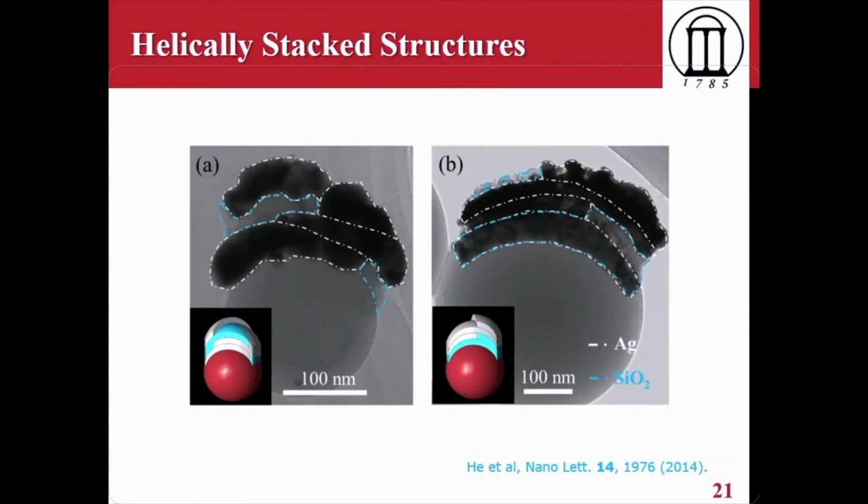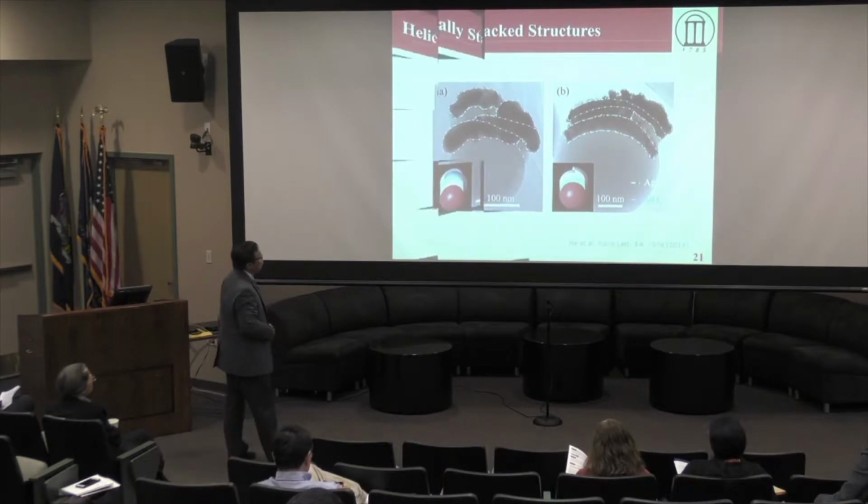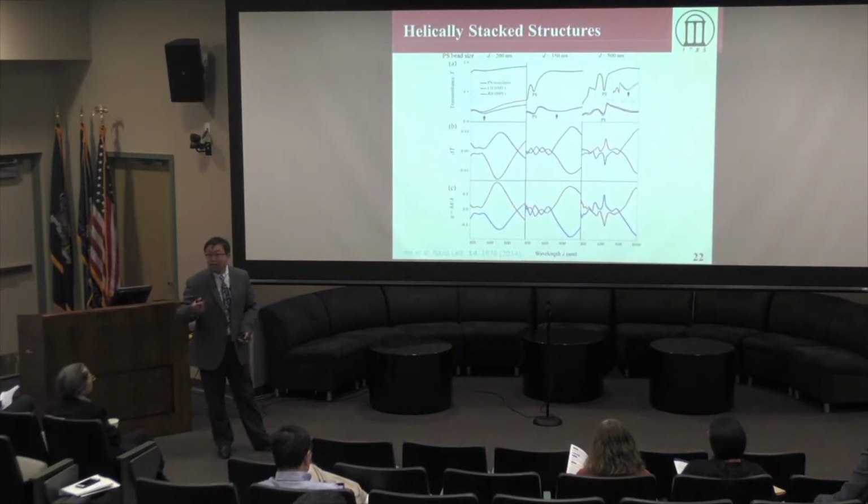This is a TEM image of one of the particles we look at. You can see over here the dark part is silver, and the light part is silicon dioxide. But it depends on the orientation of the structure. At different orientations, the structure looks different, and the cross-section looks different. Essentially, if we have different sizes of the particles, then their CD response is different.